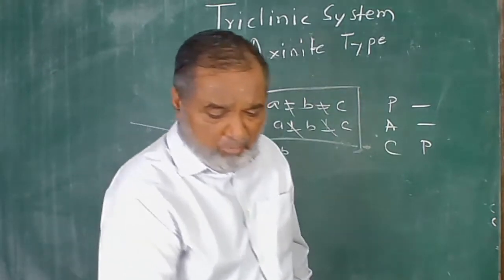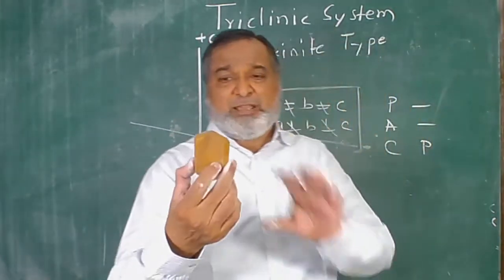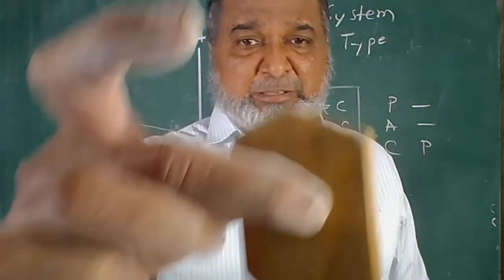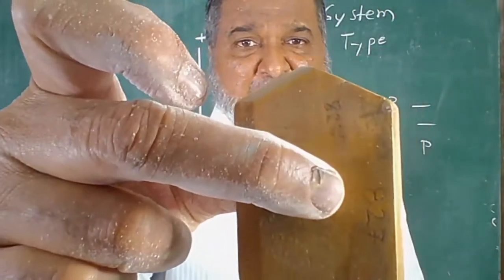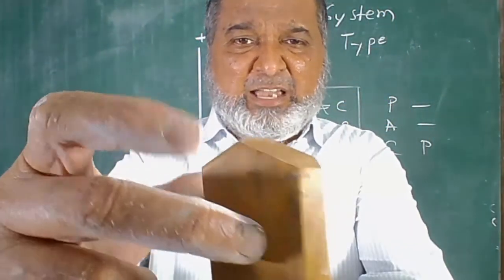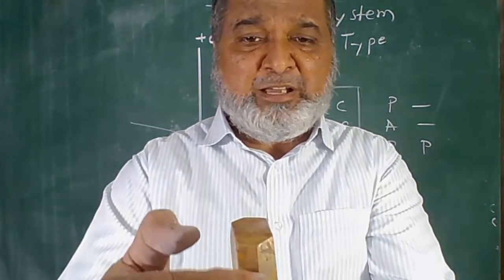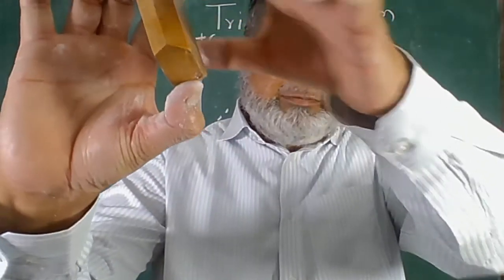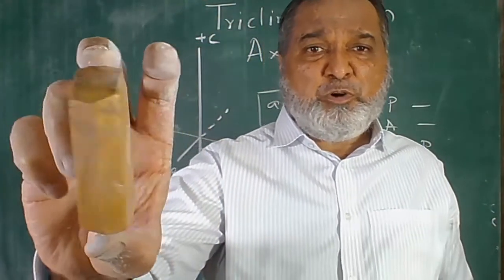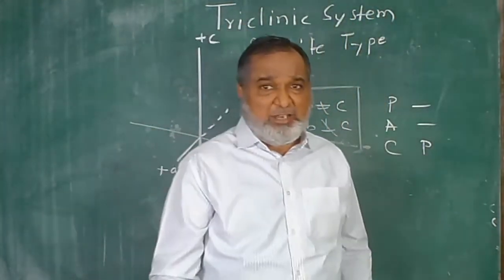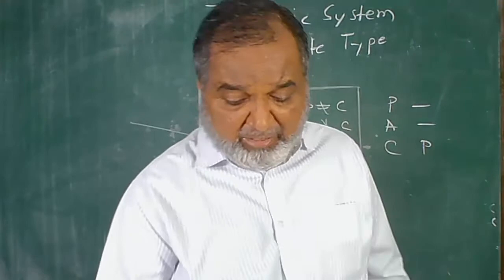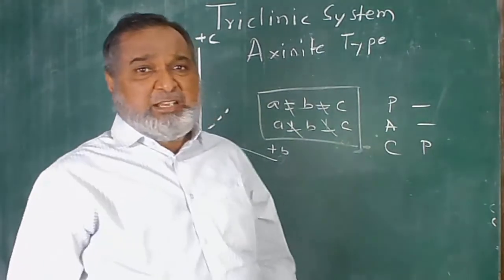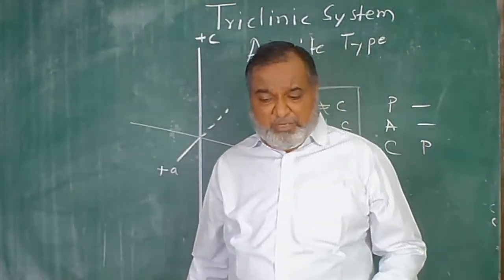If you hold the model in the hand, yes, this is the model of the triclinic system. I am going to hold it at the center of the face. The front face is exactly the same as the back side. If I hold an edge here, a similar edge will be on this side. If I hold a corner, the opposite side also has a corner. So this is the way you are going to make it out. So here center of symmetry is present, but you can't draw planes and axes through the triclinic system, axonite type. So no plane, no axis, center of symmetry is present.